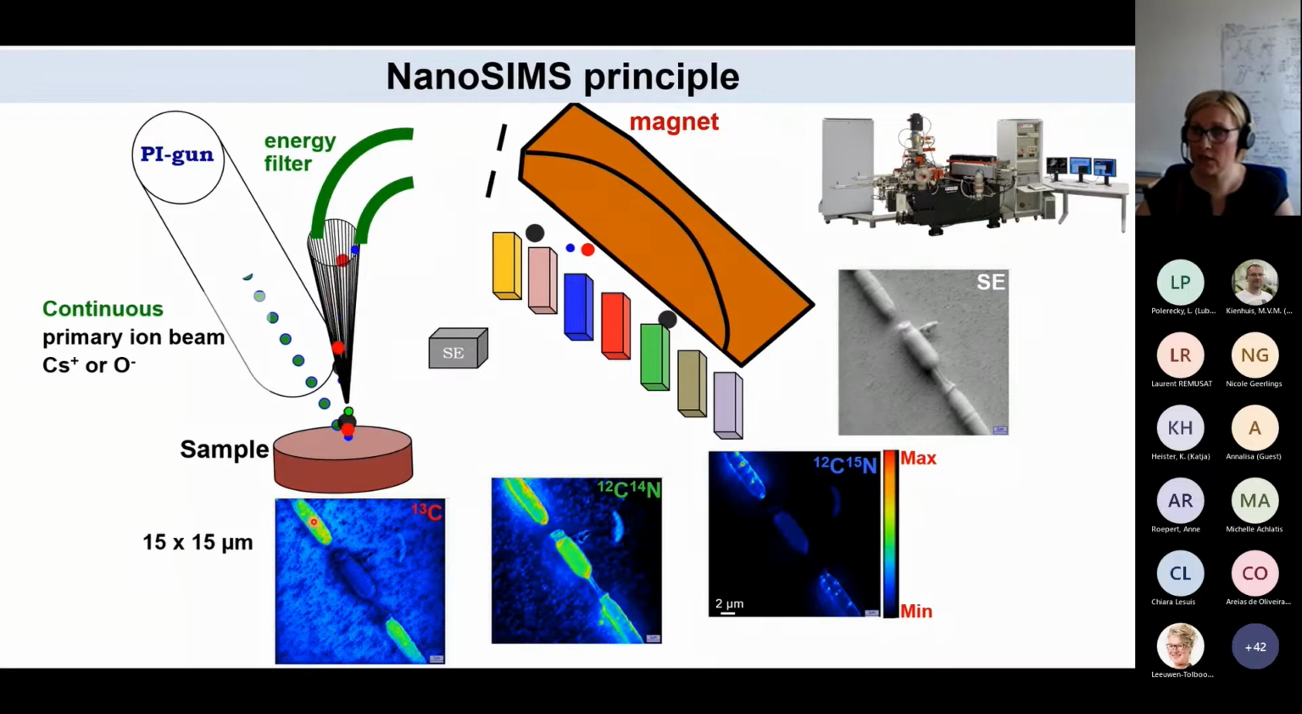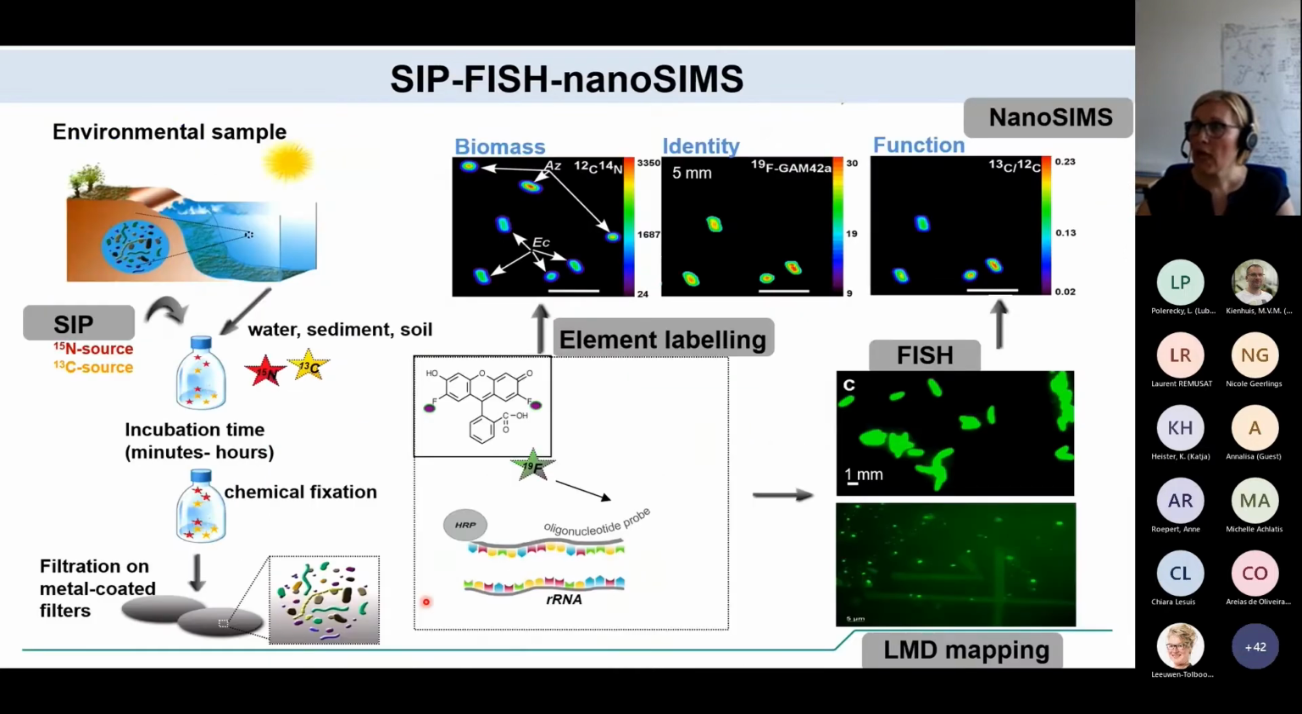We usually go with very small fields of view, and here you have an example of a cyanobacteria, a filamentous cyanobacteria with 3 cells, and here is another one. And you can not only image, as I said, uptake of label, for example, carbon or nitrogen, but you can also quantify it. The most used NanoSIMS approach is its combination with stable isotope probing and fluorescent in situ hybridization.